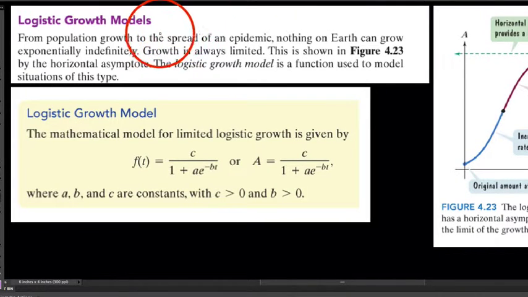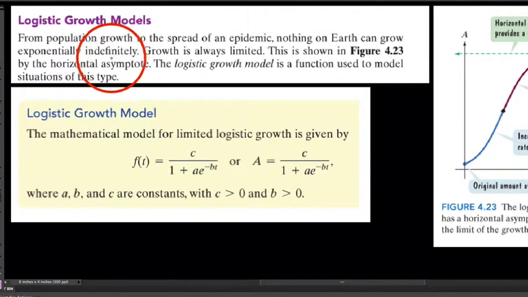Okay, YouTube, in this video we're going to be exploring what we call logistic growth models. We've looked at exponential growth and decay. This is kind of like a shoot off of exponential growth. If we read through this first sentence here, it's a really good explanation. From population growth to the spread of an epidemic, we say nothing on earth can grow exponentially indefinitely.